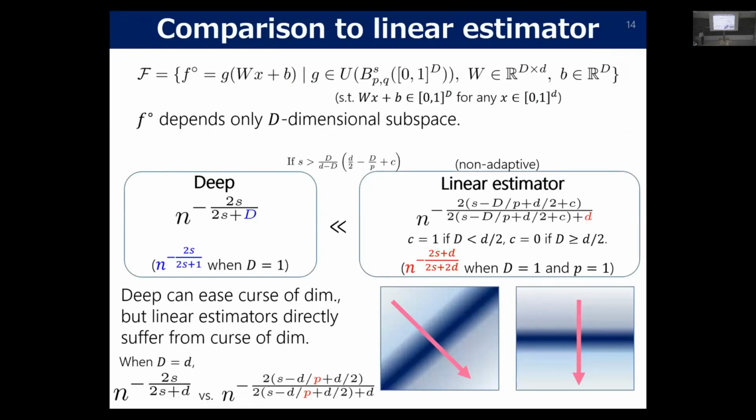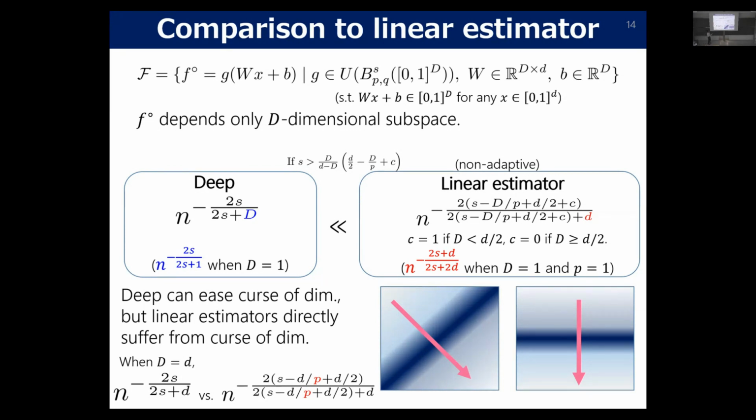Now we compare the rates of convergence for deep learning and the linear estimators. By using the previous results, the rate of convergence for deep learning can be written like this. Instead of small d, the capital D comes here. So if capital D is small, the convergence rate is fast. But as I said, the rate of convergence for the linear estimators is lower bounded like this. So if s is moderately large, we can show that the rate of convergence of deep learning can be faster than the linear estimators.